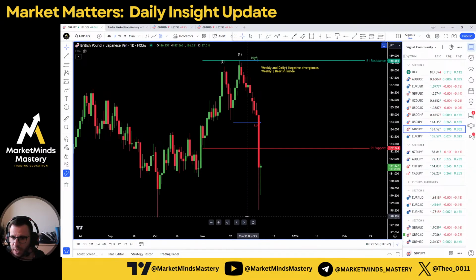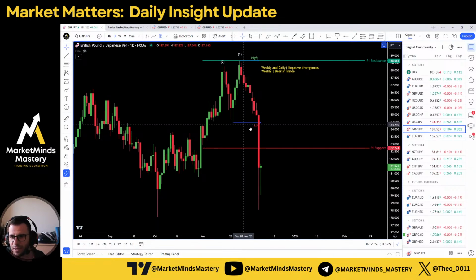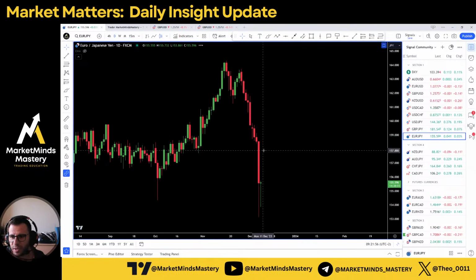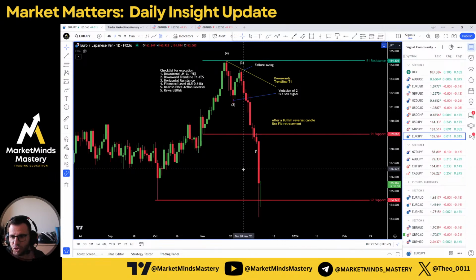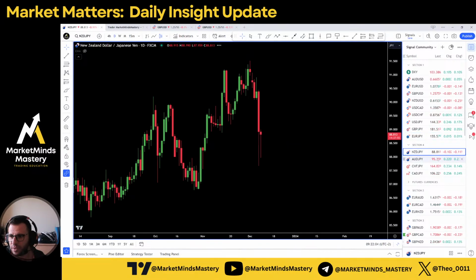Pound JPY. Now, again, all the JPY pairs, you see, they follow this directional move, straight line. We didn't manage to get to a trade. That's okay.